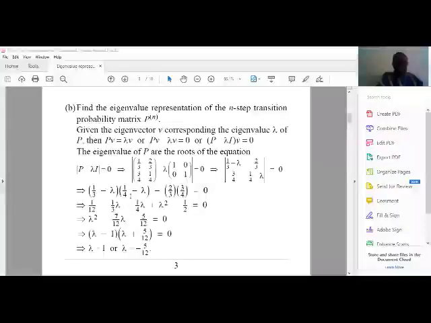So when you factorize this equation, you obtain the following equation. This is a factorization. Therefore, the two eigenvalues are lambda equals one and lambda equals minus 5/12. Good.